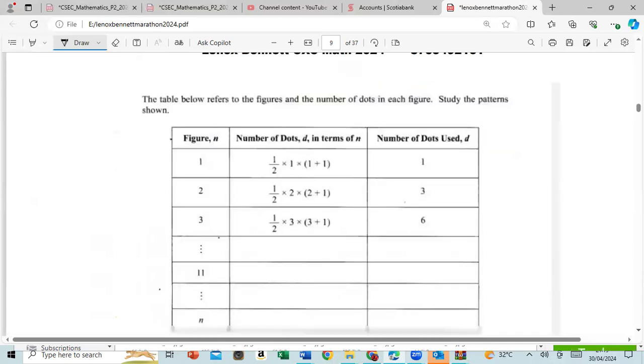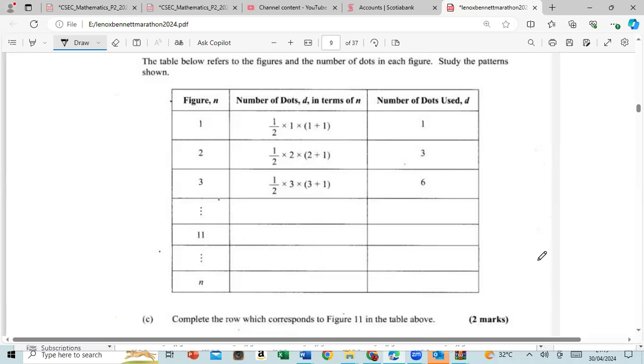Alright, so it says the table below refers to the figure and the number of dots in each figure. We did one like this last class, right? Or it was the regular CXC class, it doesn't matter. They give you the pattern and they want you to figure out figure 11. Go ahead guys.